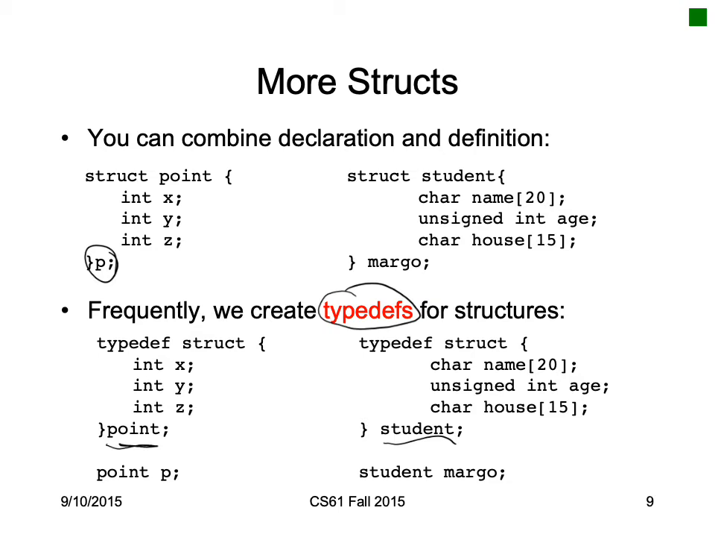Similarly, on the right-hand side, I've done the same thing. I'm saying, here's my student structure, but what I'm doing is I'm saying, make a new type for it and call it student. And once I've done that, now I can allocate a variable named Margot of type student. So typedefs are a way to give names to these types, and frequently that's the convenient way that we do structures.